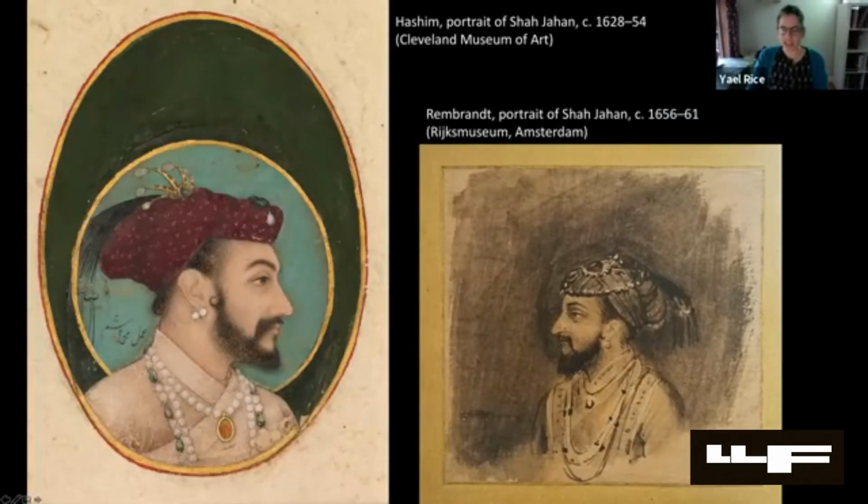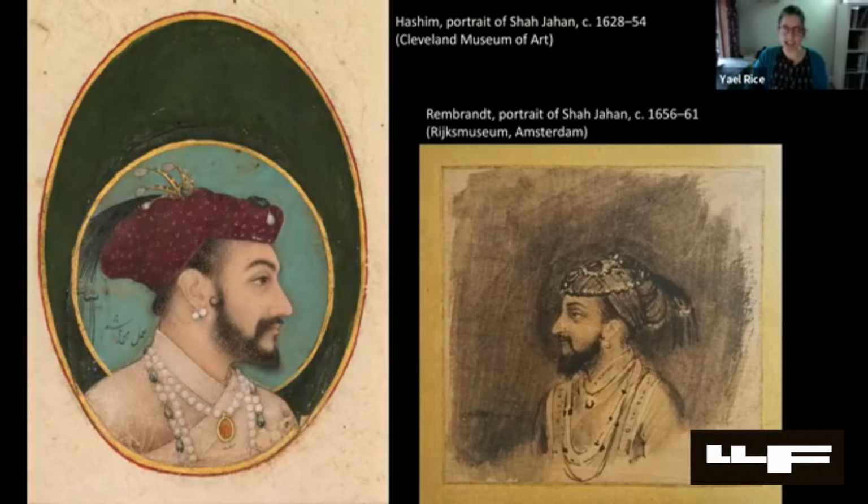Just to give you a sense of the range of materials that Rembrandt was looking at, I'm showing you here, of course, on the right, his own study. That was probably done perhaps after a roundel, something along the lines of what we see on the left. Magnified, of course, this is in fact in the flesh a very, very small image that lives in the Cleveland Museum of Art, again showing a portrait image of Shah Jahan.